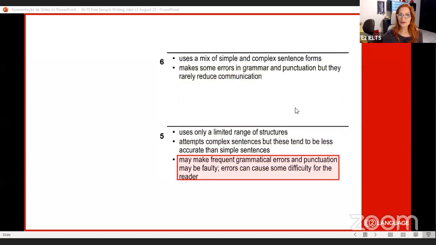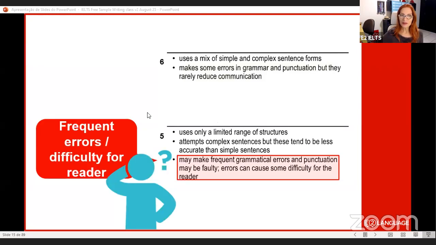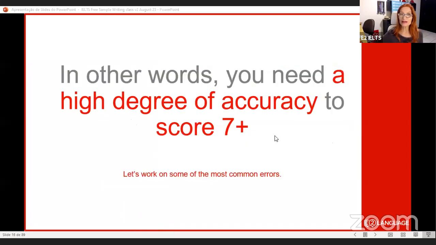And then for a 6, you may make frequent grammar errors, punctuation may be faulty, and sometimes this can cause communication problems. So frequent errors, difficulty for a reader. What does this mean? This means that the reader, when he reads, really can't understand your message. So in other words, you need a high degree of accuracy to score a 7+.